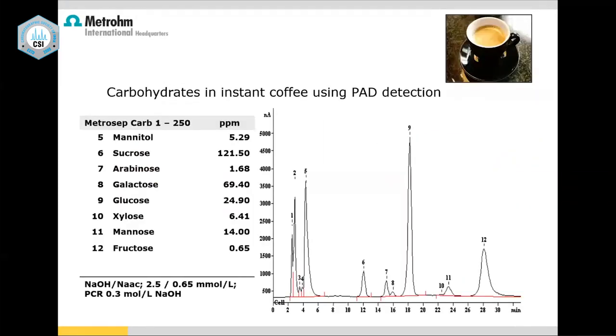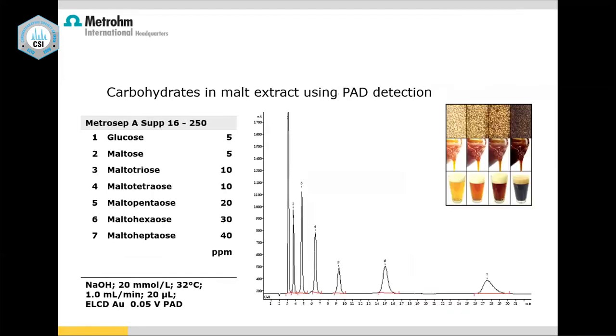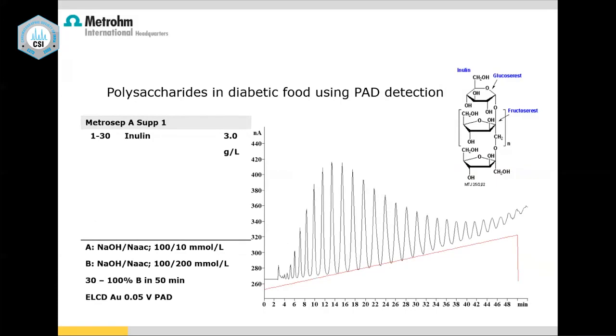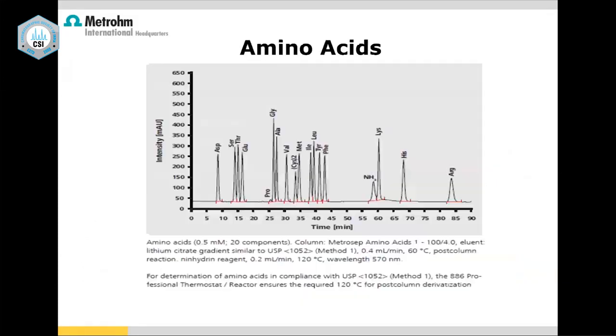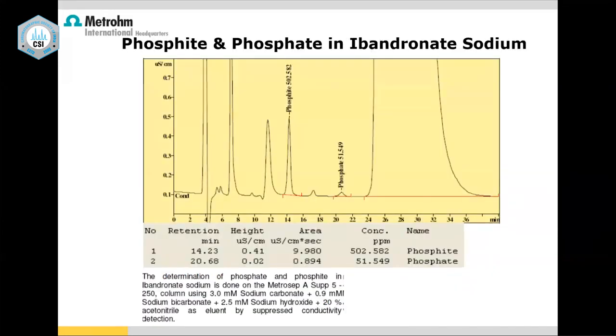And polyphosphates in sausages, it is possible to do. And carbohydrate analysis in instant coffee. Then malt extracts, polysaccharide analysis, inulin. Then amino acids, according to the USP 1052 method, you can do it in meat also. We have done it in pork meat in one of the institutes.